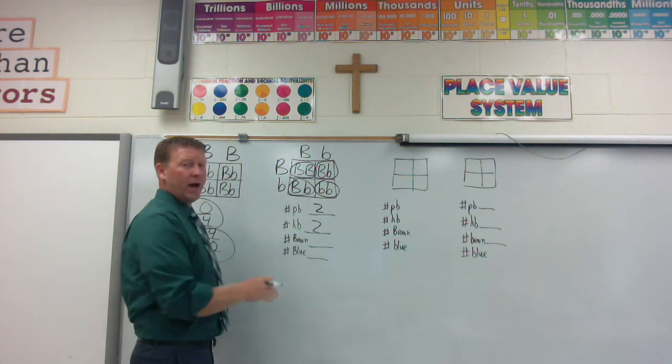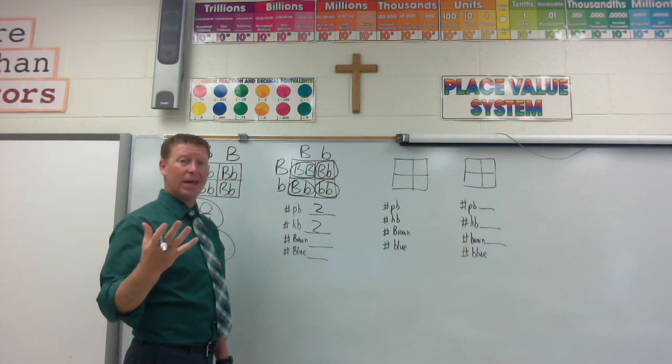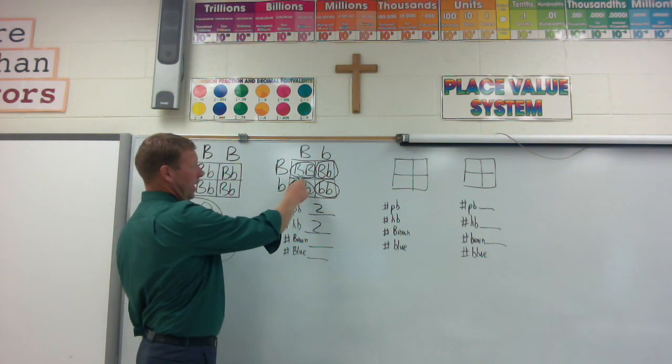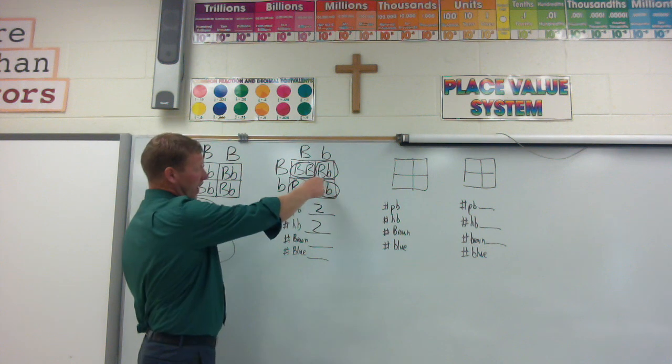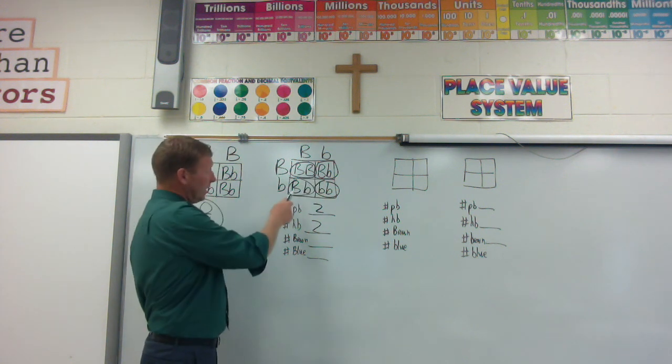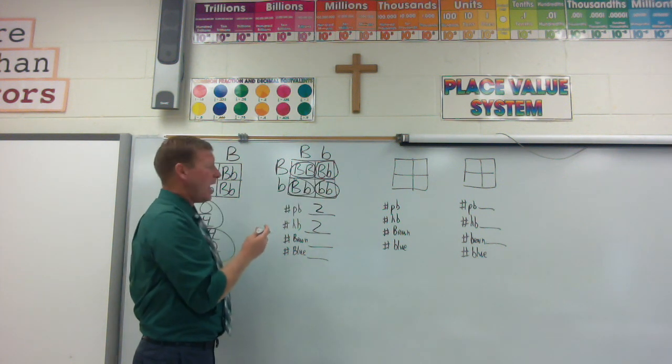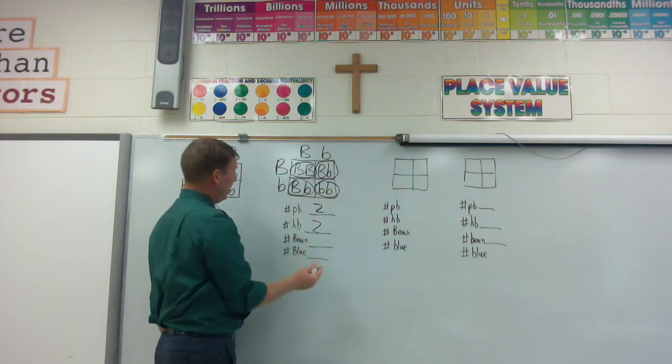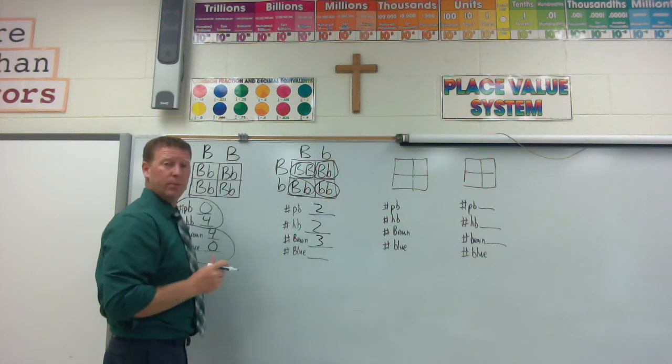Now let's count brown eyes. Brown eyes is count anything that's got a capital letter B in it. That'll have brown eyes, it's got a capital letter B. That'll have brown eyes, it has a capital B. This guy will have brown eyes, it has a capital B. This one doesn't have any capital B. Boom. So there's 3 brown eyes.